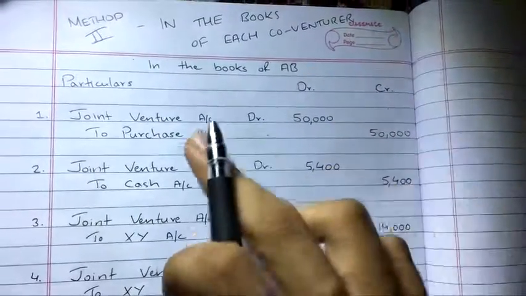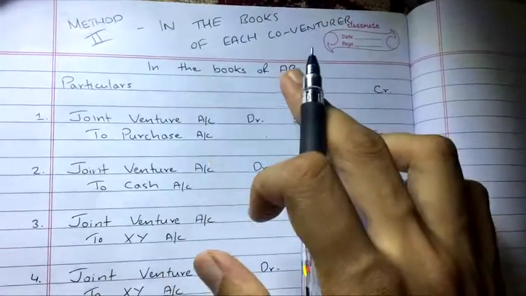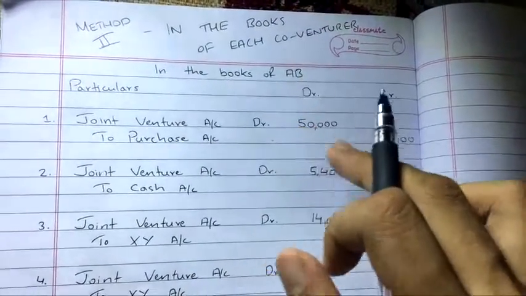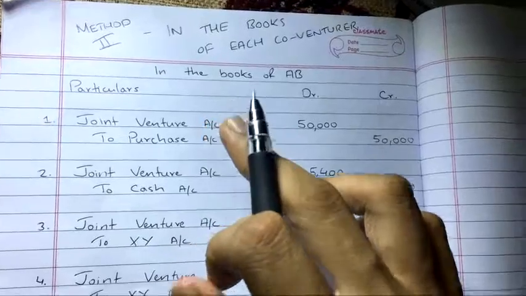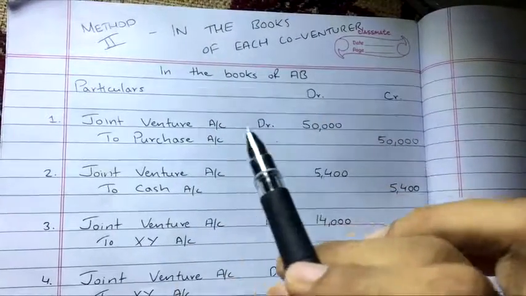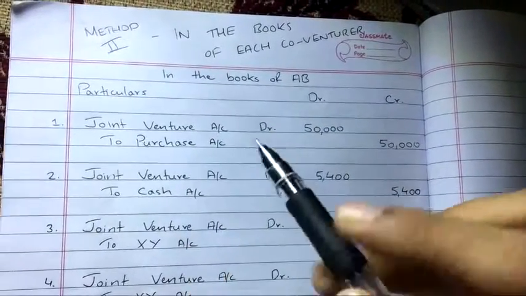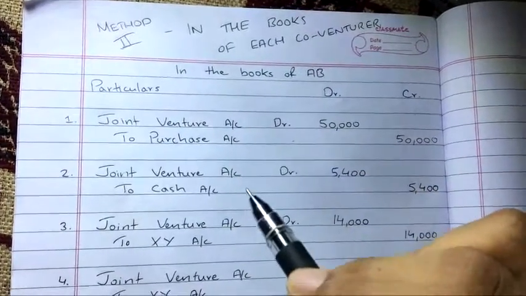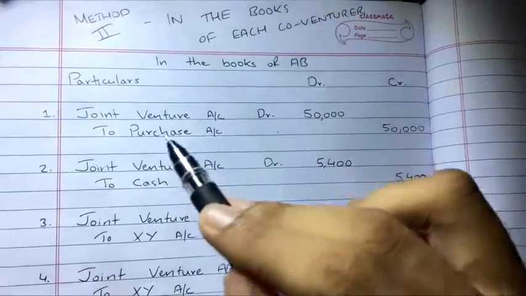Alright, so the first entry would be of AB supplying goods to the joint venture worth 50,000. AB supplied 50,000 worth of goods to joint venture. So the entry would be joint venture account debit, because expense is increasing. So whenever expense increases, you have to debit the joint venture account, and then to purchase account.